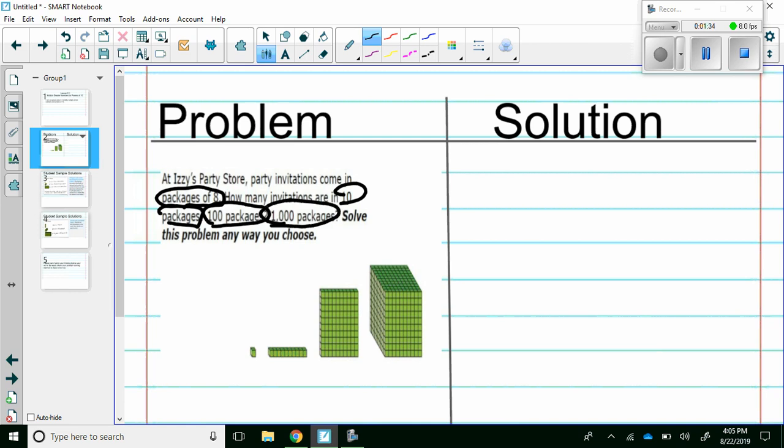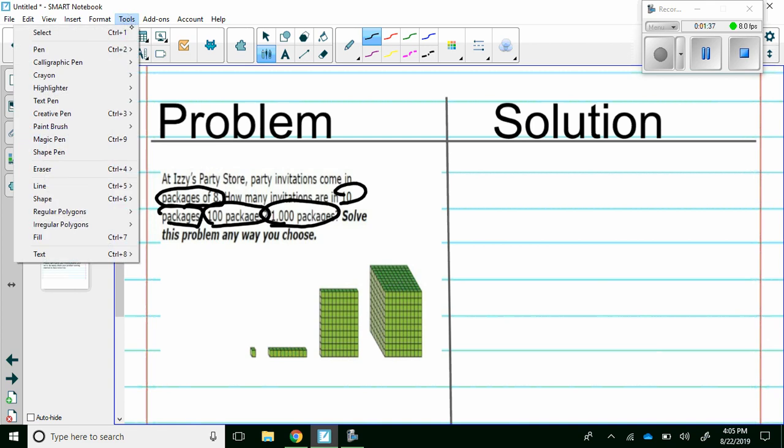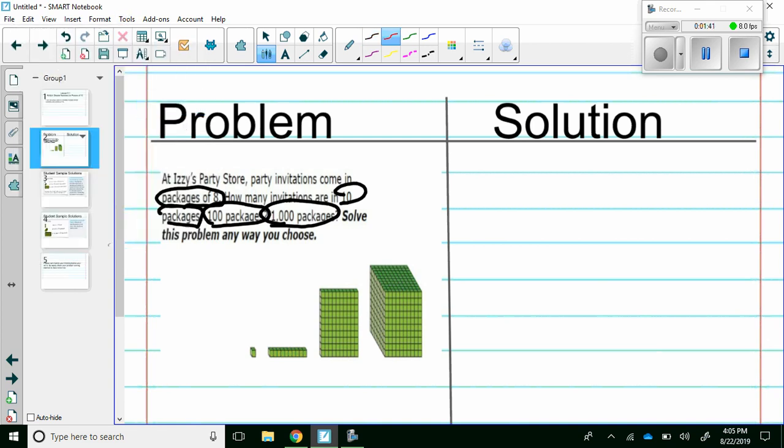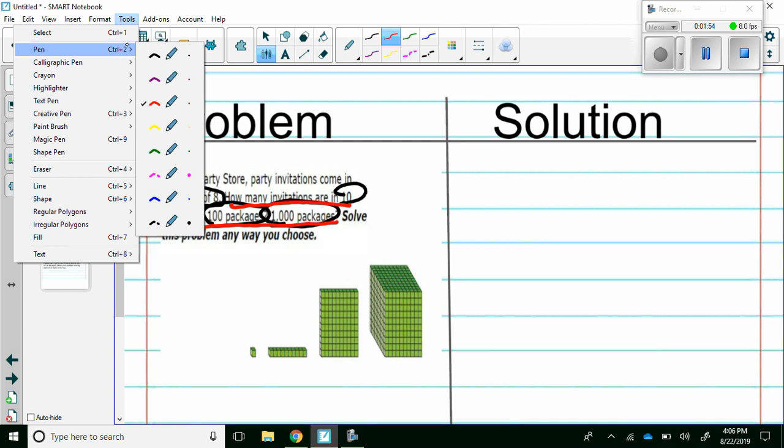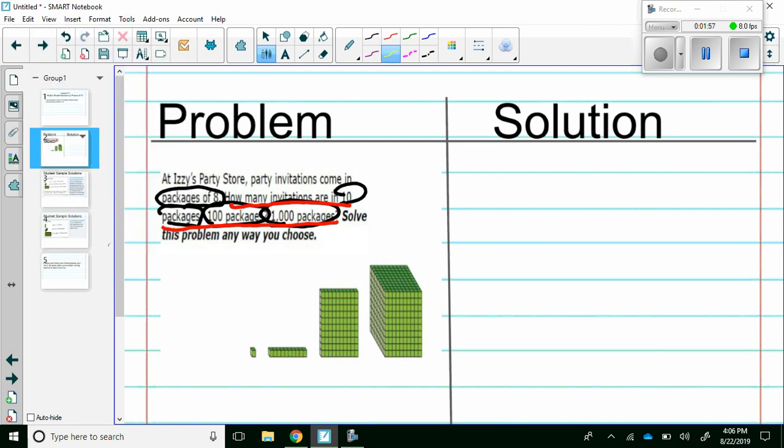Next, we need to underline the question. So the question is, how many invitations are in 10 packages, 100 packages, and 1,000 packages? Next, we need to box keywords. The keywords I'm looking for are solve and how many invitations there are.